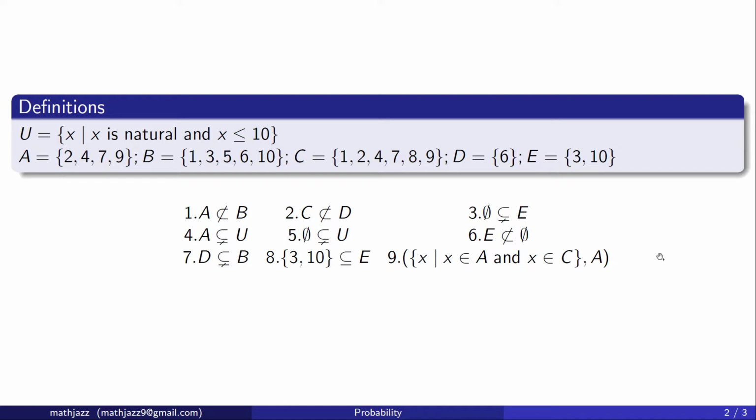And number 9, the set of elements X such that X is an element of A and X is an element of C. That's a fancy way of writing the intersection of A and C. In fact, this is usually how you define the intersection, using this set builder notation. And so, are all of the elements of this set in A? Of course they are, because we defined this set to be the intersection of A and C, so all of the elements have to be in A. So this is, of course, a subset of A.